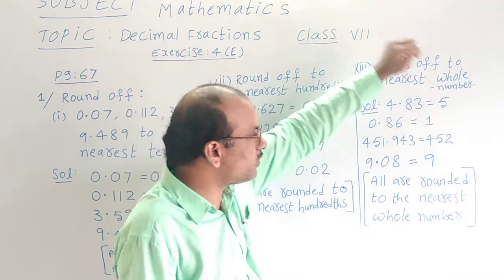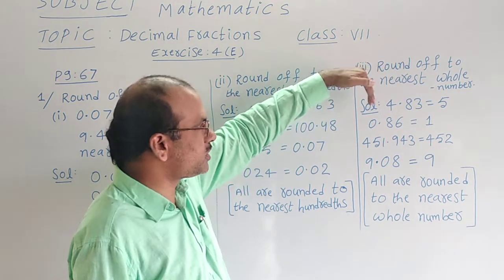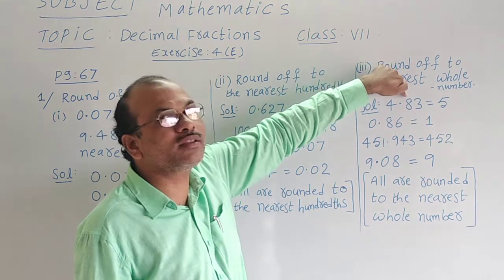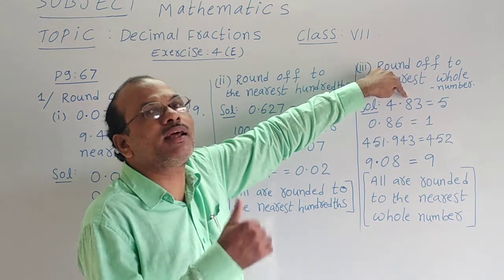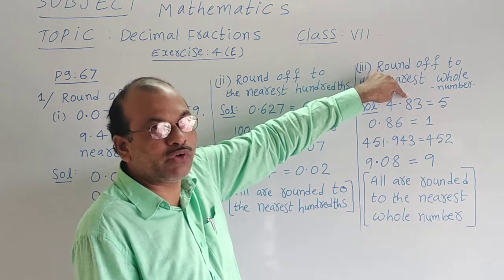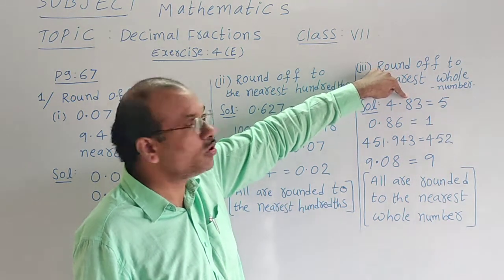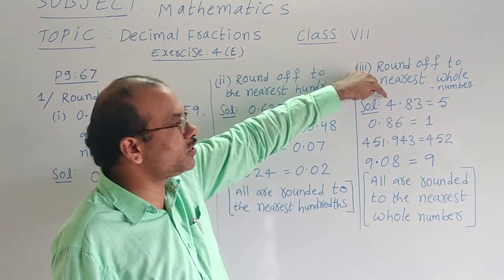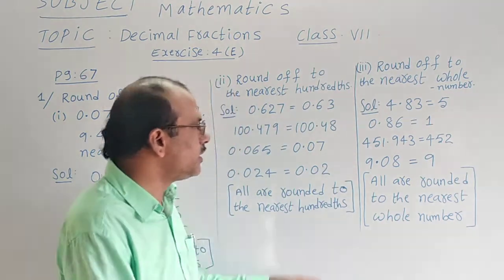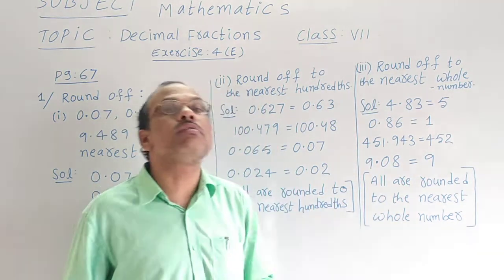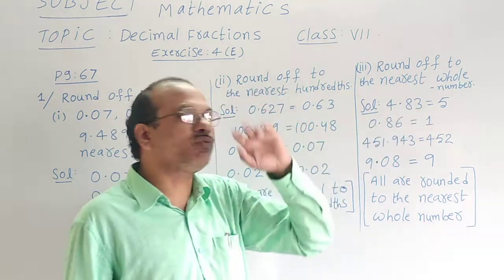4 changed as 5. Why? Because this digit we have to check now. Just beside the whole number, what is there? This is the 10th place. That 10th place digit 8 is bigger than 5. Either it is equal to 5 or bigger than 5. When that number is to be removed, then 1 should be given to the previous one. So 4 plus 1 gives you 5. That is how all are rounded to the nearest whole number we have written. So 4.83 changed as 5.